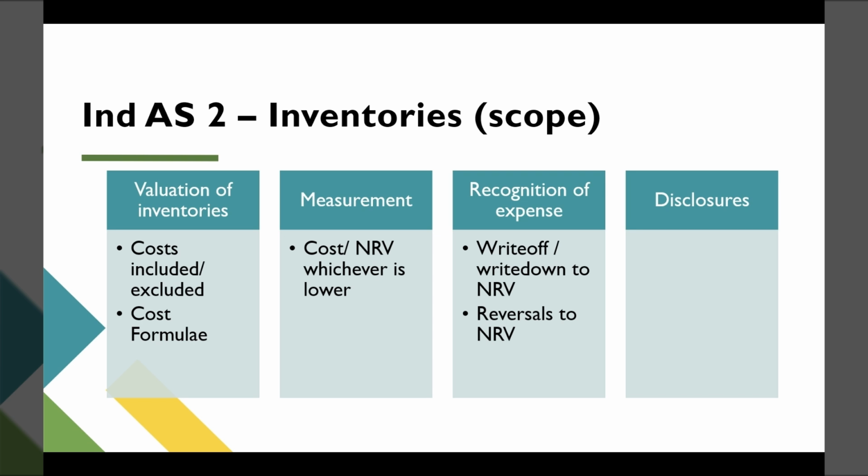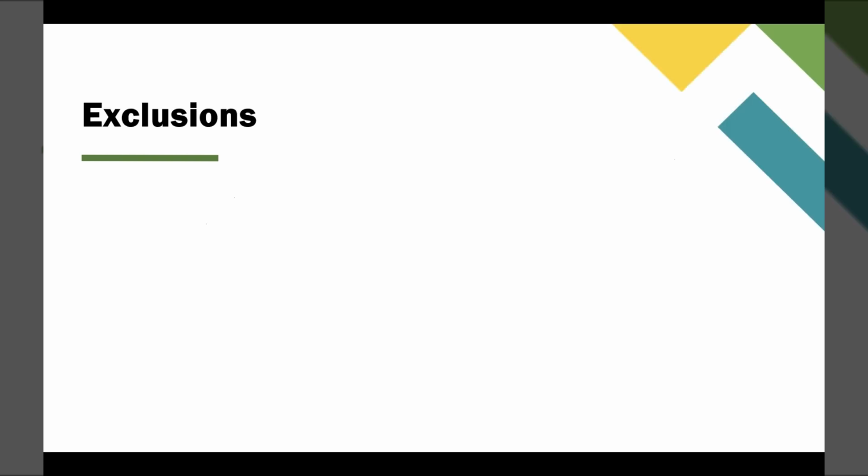Next, the standard also covers the recognition of the expense, like when the inventories, which are there as an asset, are sold, when this particular asset needs to be recognized as an expense, write off or write down to the net realizable value, or in case of any reversals of the NRV. All these are explained in the standard. And of course, as every standard has its disclosures, even Ind AS 2 has certain disclosures to be made. Now we'll proceed further to the exclusions.